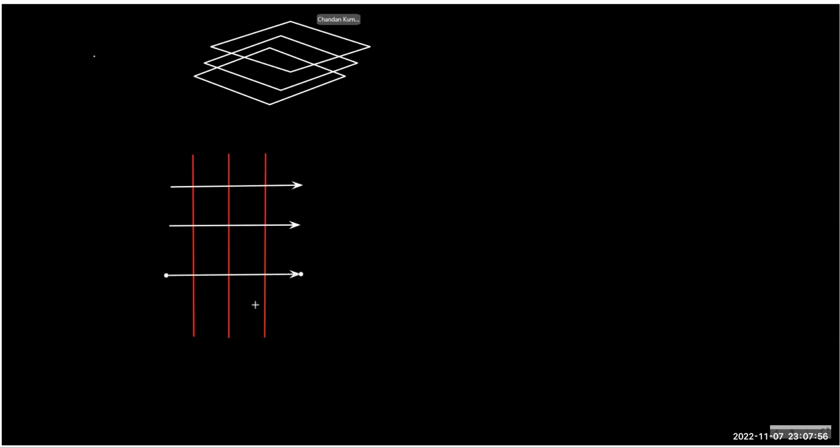And every line in red represents one generation. If I call phi 1, phi 2 and phi 3 the phases of these wavefronts, and I take a point A here, B here, C here, D here, E here.